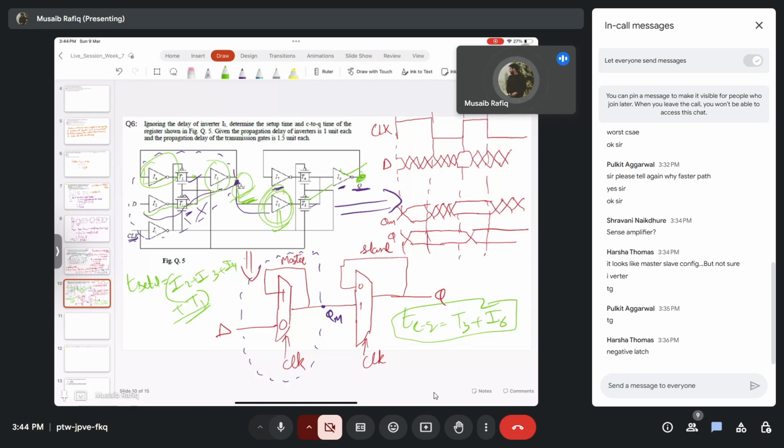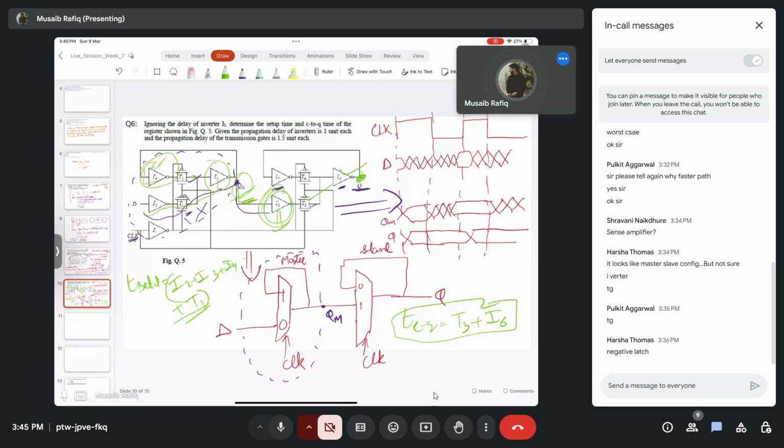The answer lies in setup time. I have given you a hint as well. The reason is that as we have already included the delay of I4 in the setup time, the output of I5 is valid before the rising edge of the clock. So that's why we haven't included this, because we have already included I4's delay and I5's delay will be incorporated in that part as well.